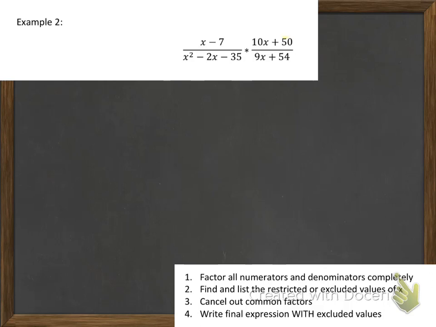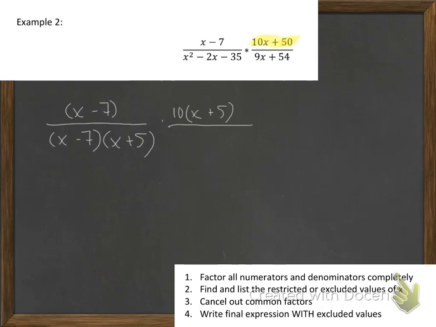Okay, so first we have x minus 7. Can't really factor that, so just put it right there. The next polynomial I see below that is x squared minus 2x minus 35. So we can factor that. Using the AC method, you get x minus 7 times x plus 5. Coming over here, we have 10x plus 50. We can just use the GCF there. The GCF is 10, so we have 10 times the quantity x plus 5.